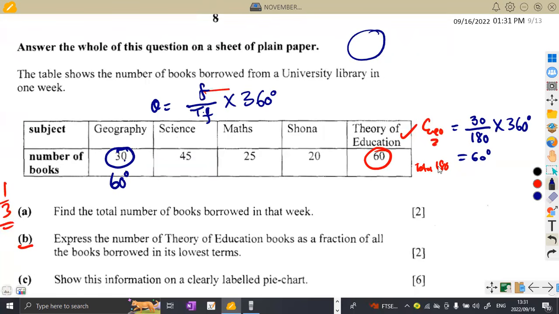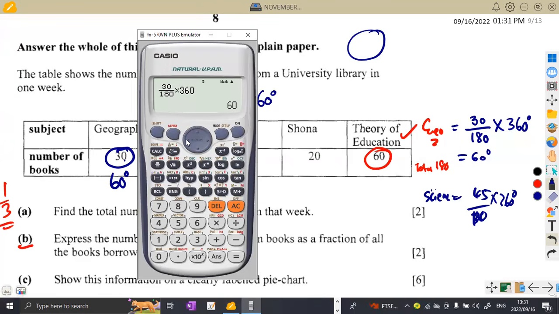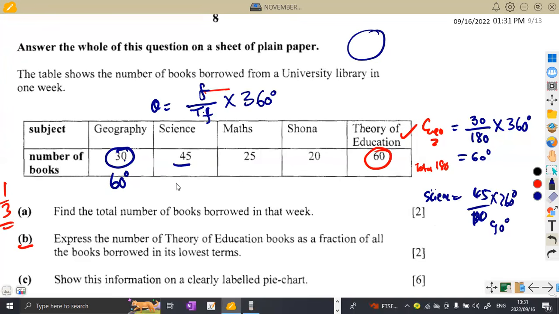We move on to science. So our science here has got a total of 45. So it's the same, 45 over 180 times 360. So we just say it's a repetition. As you can see, guys, it's just 45 here. I'm just going to move this up to 45. Okay, so this 45 here, that's 90 degrees.